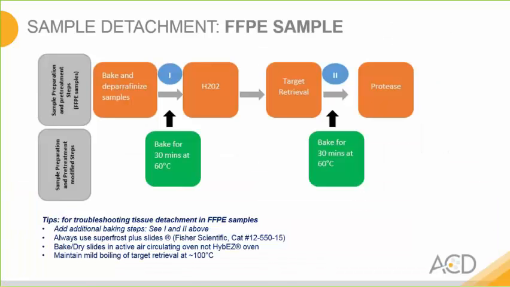So for example, if you observe detachment after the hydrogen peroxide or target retrieval step, you can add additional baking steps before hydrogen peroxide. And then if you observe tissue coming off from the slides after protease, you can add a baking step before that step. Both steps are for 30 minutes at 60 degrees in the circulating dry oven.